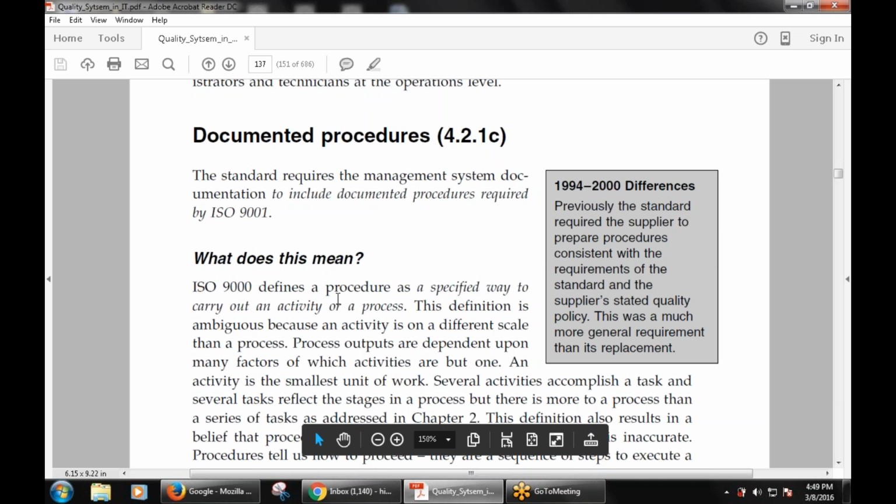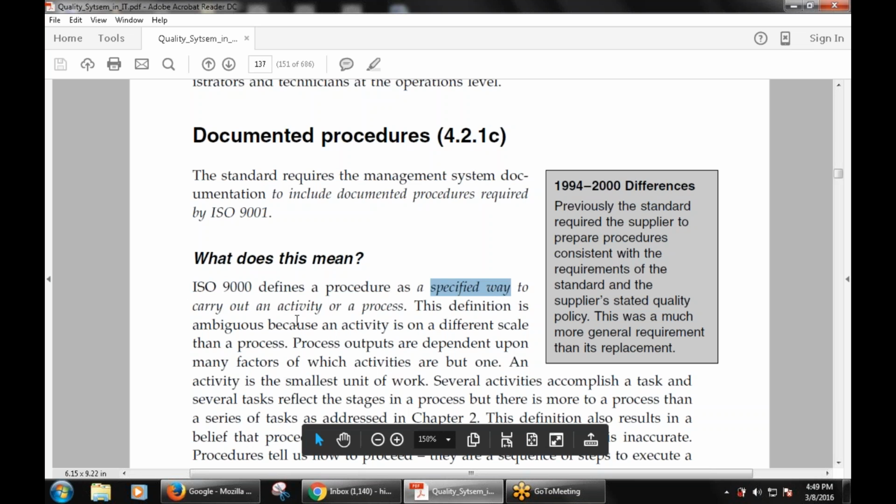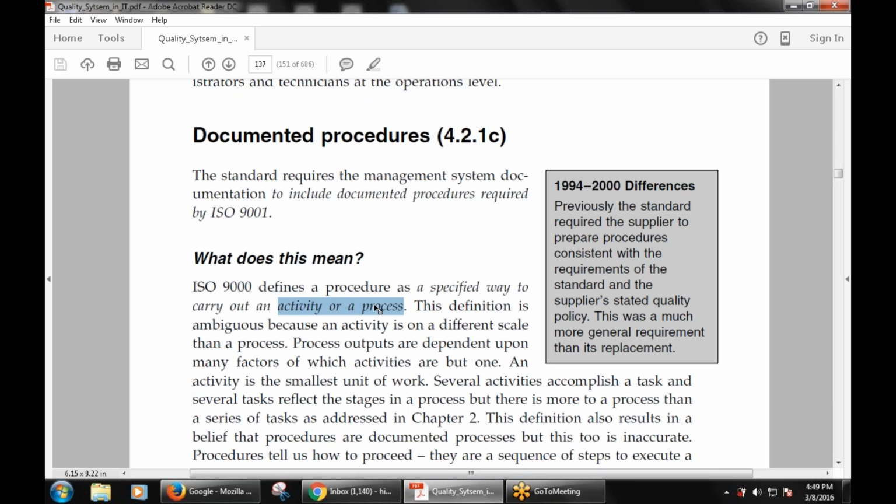Now, what does this mean? This means that ISO defines a procedure, that means a method, or we can say the way, as a specified way to carry out an activity or a process. That means ISO defines a way, their own way, the method by which they carry out their activity or the process, that is a documented procedure.